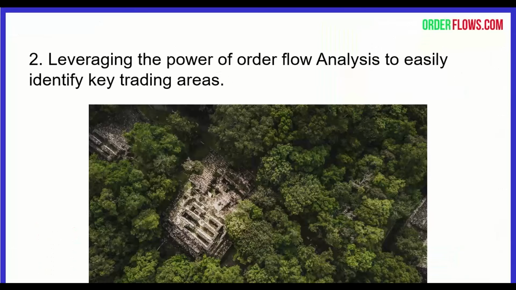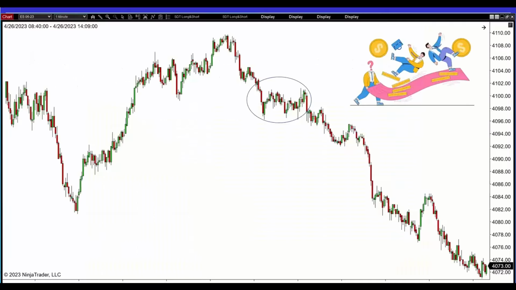All right, so the second thing I want to talk about is leveraging the power of order flow analysis to easily identify key trading areas. When I think about it, it reminds me of satellites discovering ancient ruins in the middle of the jungle, right? When you're looking at a footprint chart and the order flow, you could sometimes see these things that nobody else sees, because you're looking at the market from a different perspective than everybody else.